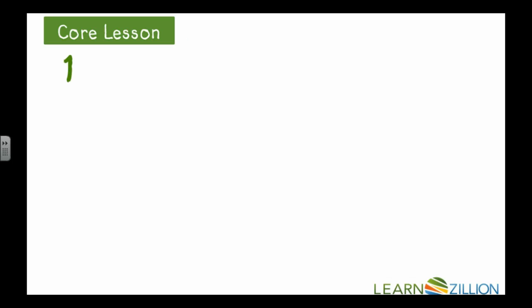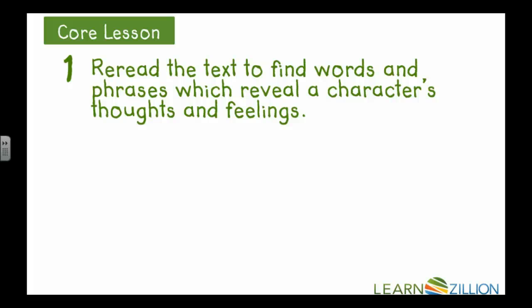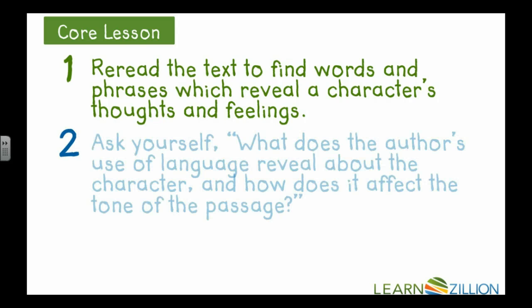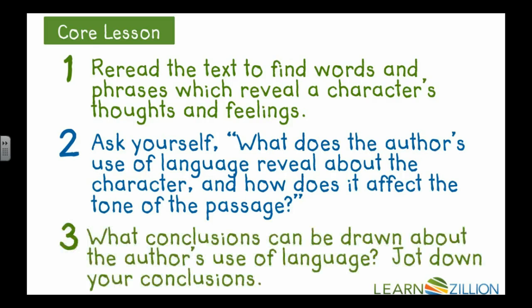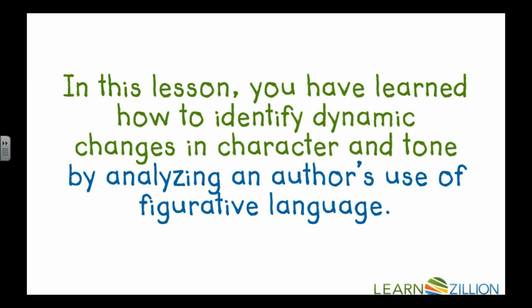These are the steps that we used in our lesson today. We reread the text to find words and phrases which revealed a character's thoughts and feelings. We ask ourselves, what does the author's use of language reveal about the character, and how does it affect the tone of the passage? Then we ask, what conclusions can be drawn about the author's use of language, and we jotted down our conclusions. In this lesson, you have learned how to identify dynamic changes in character and tone by analyzing an author's use of figurative language.